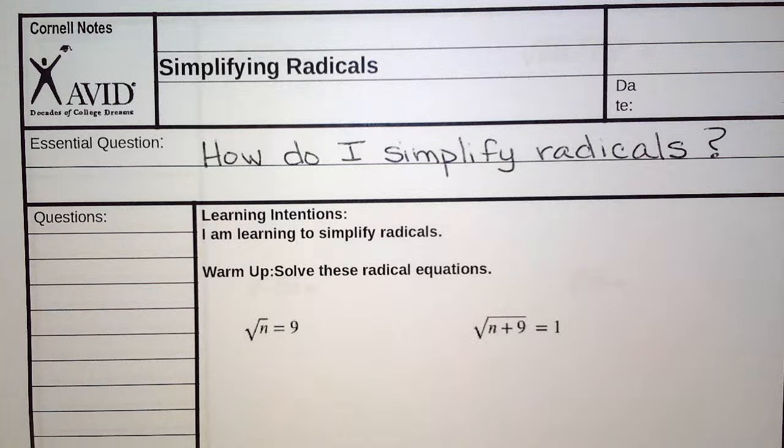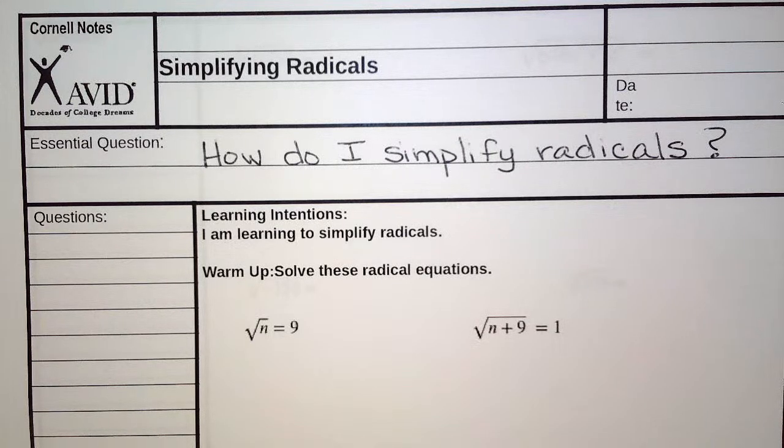Today we are looking at radicals. Now, radicals are your square roots, your cubed roots, your nth roots. So we're looking at how many factors of a certain number go into what's underneath our radical sign. So your essential question is, how do I simplify radicals?